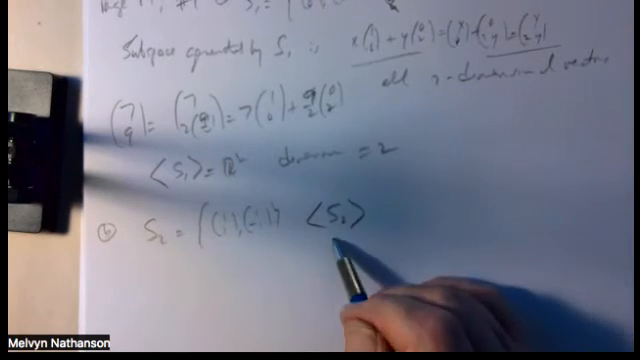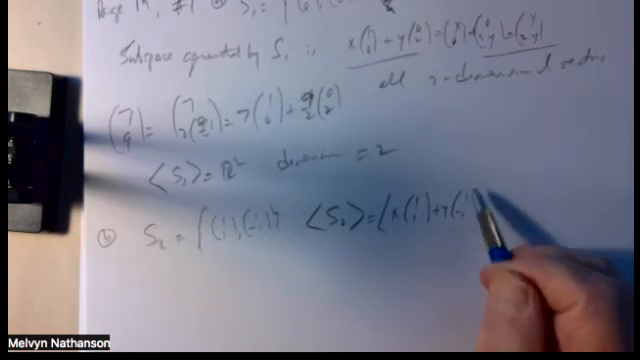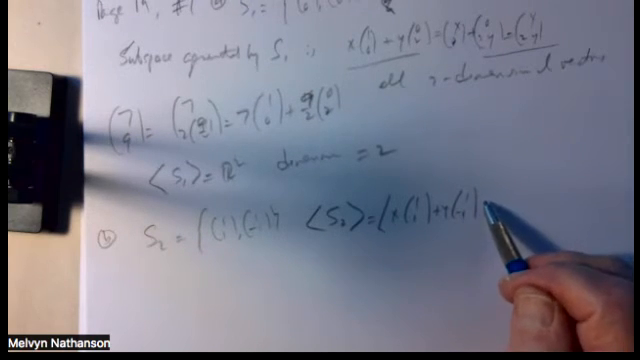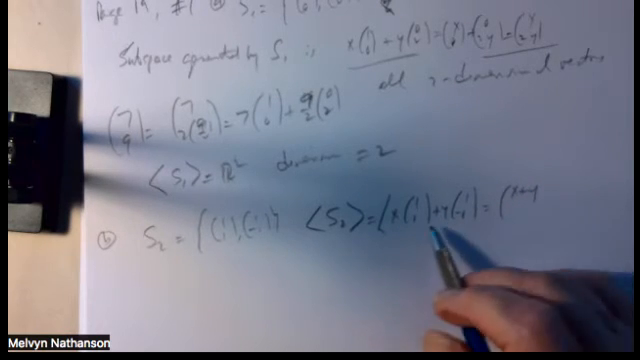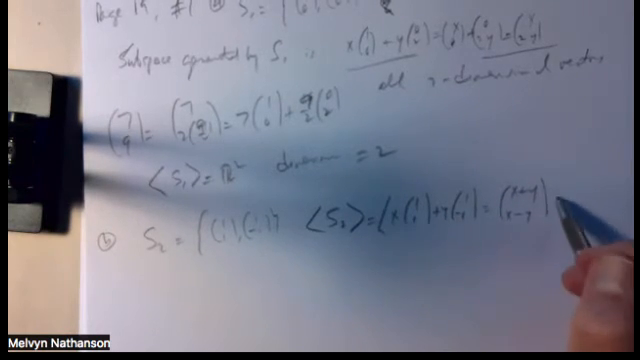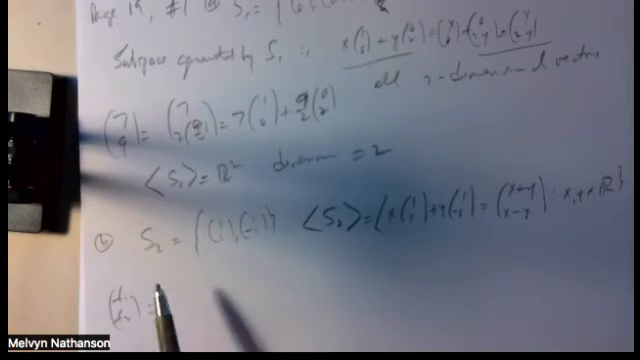So the subspace generated by S2 is all vectors of the form x times (1, 1) plus y times (1, -1), which is the vector (x plus y, x minus y), for all real numbers x and y. So the question is, given a vector (t1, t2) in R2, can you write this in the form (x plus y, x minus y)?